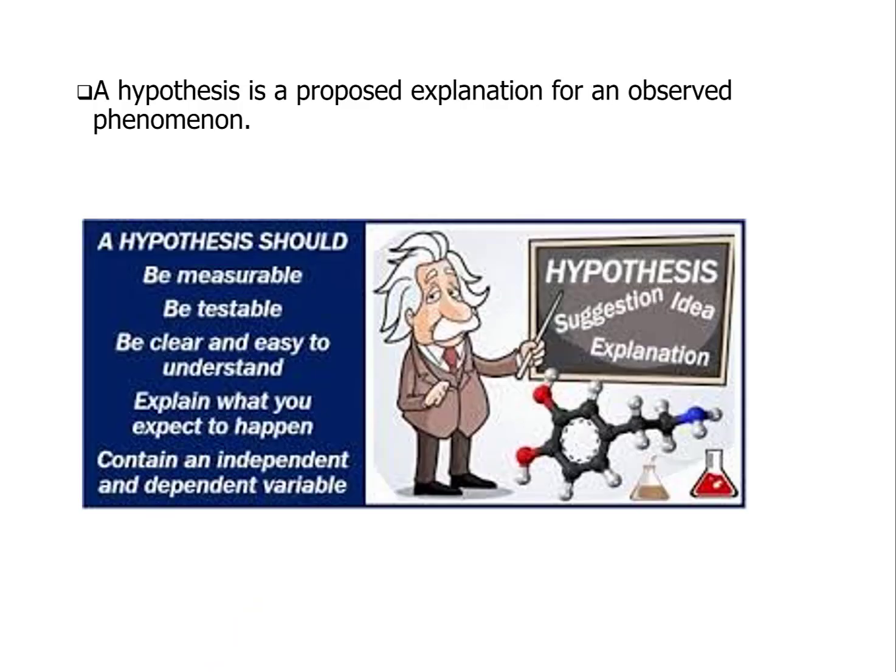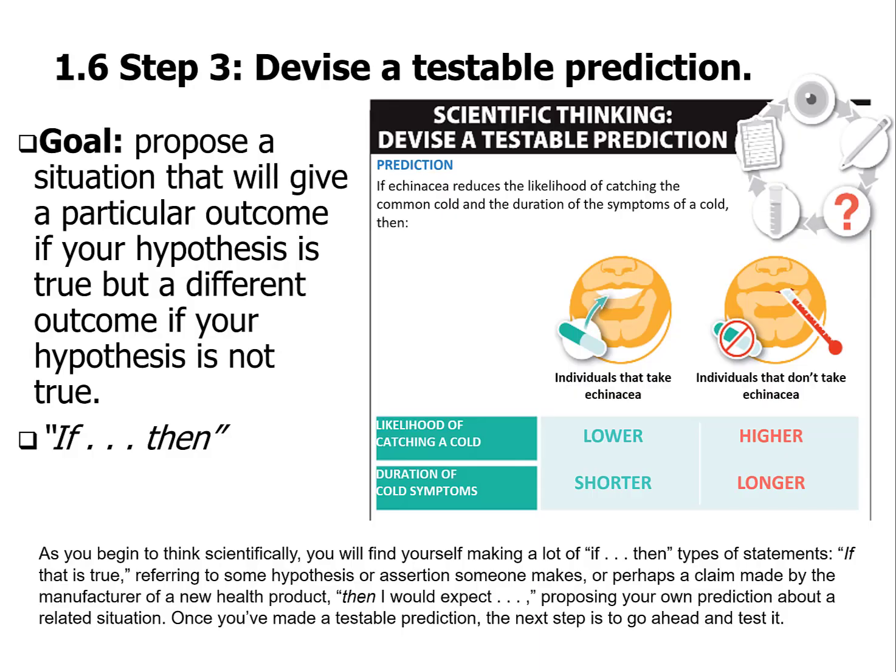So a hypothesis is a proposed explanation for an observed phenomenon. And it's measurable, testable, reproducible, hopefully, and contains an independent and dependent variable. And we're going to talk about that. We talk about it in lab too, but an independent variable and a dependent variable. Those are important to distinguish.